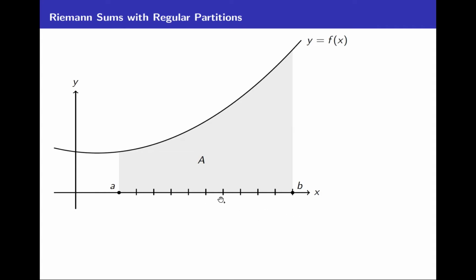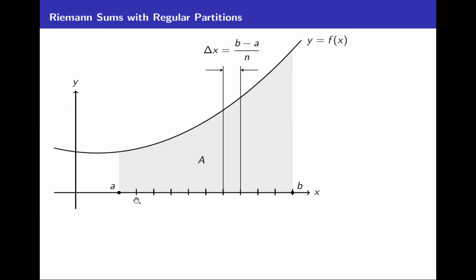And because you have n of them, you're dividing the interval from A to B into n equal pieces, and the distance from A to B is B minus A, so the width of any one of these little subintervals would be B minus A divided by n. And we're going to call that delta x. That's just the width of any one of these subintervals that you choose.